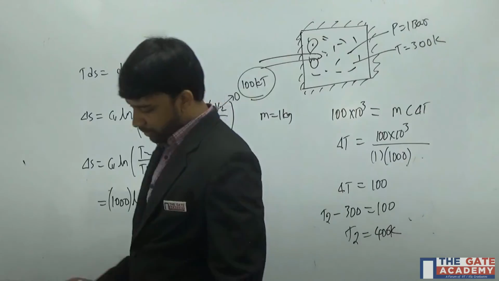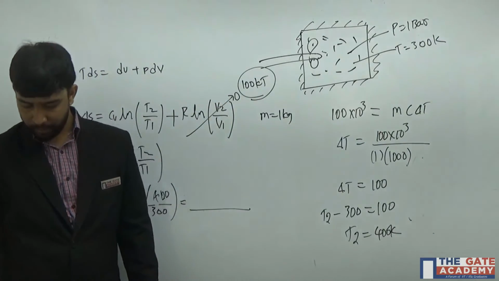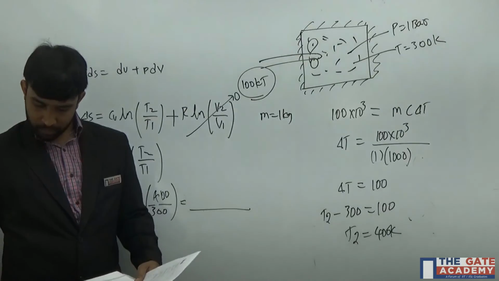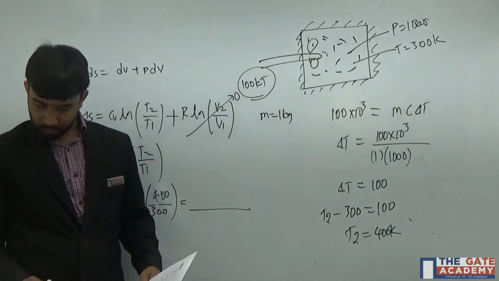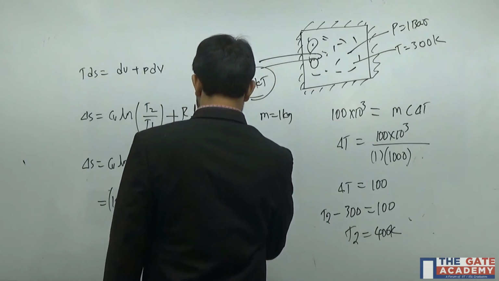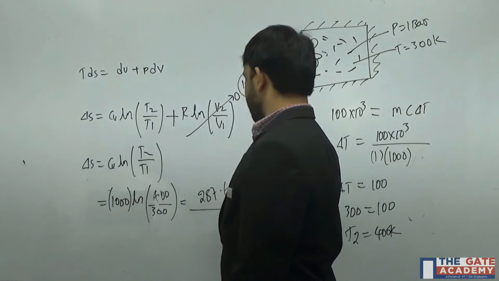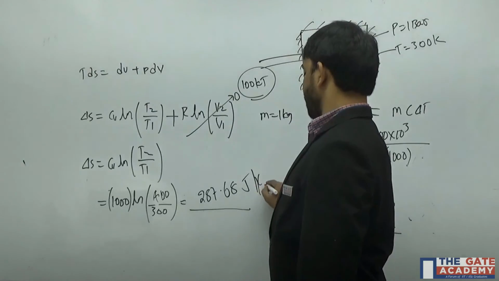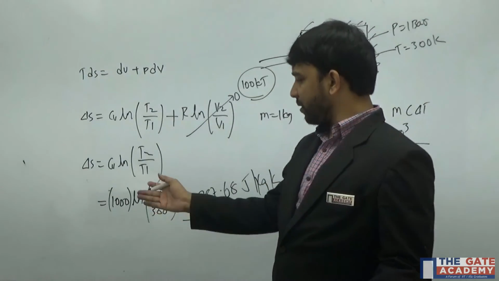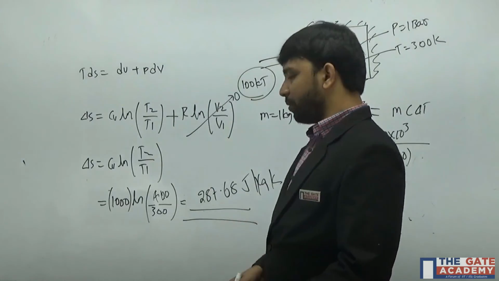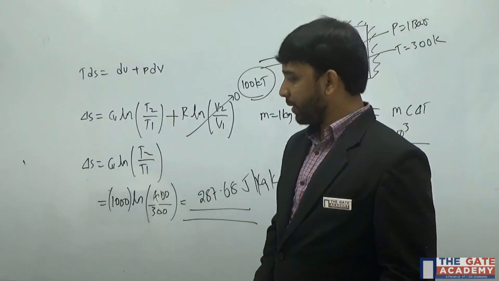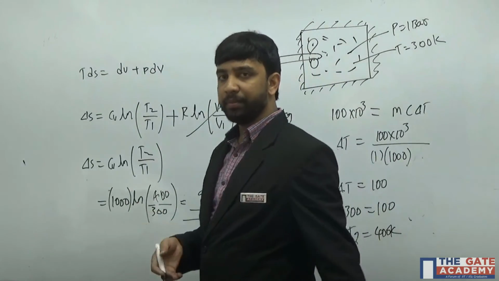If you simplify this, it is 287.68 joules per kg Kelvin. Mass is 1, so you multiply with mass and you get joule per Kelvin. Mass is 1 kg, by the way, so joule per Kelvin and joule per kg Kelvin are both the same in this case.